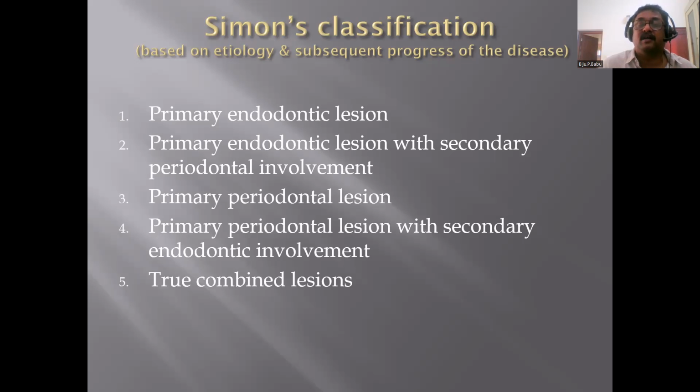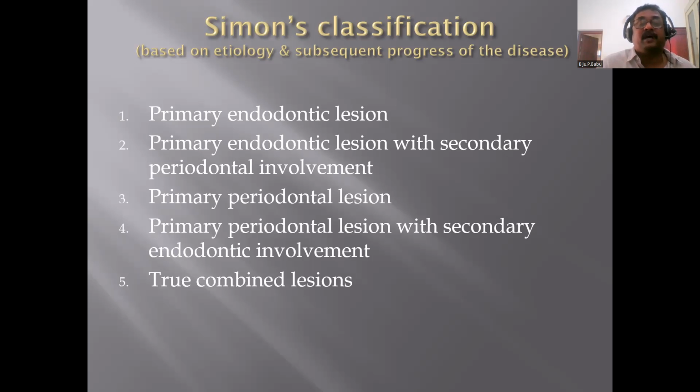In primary periodontal condition, it does not involve the pulp, but you should be able to differentiate why the pulp is not involved. So you don't have to do any pulpal treatment. You'll have to treat only the periodontal condition. But if this condition is not identified and left alone, it can progress into an endodontic disease. So identifying this condition at an early stage and doing your treatment is very important, both in primary endodontic lesion and primary periodontal lesion.